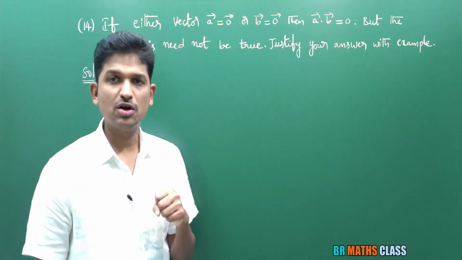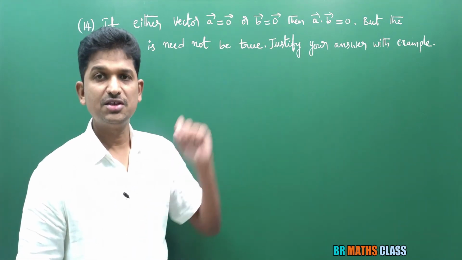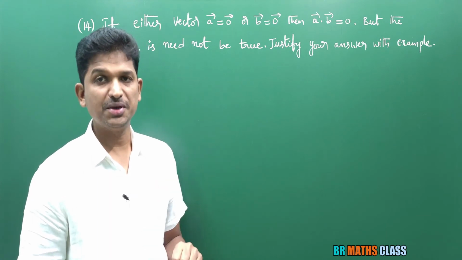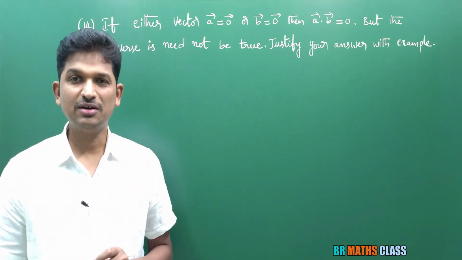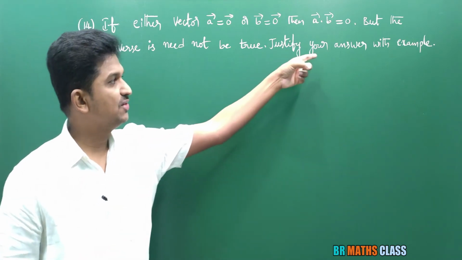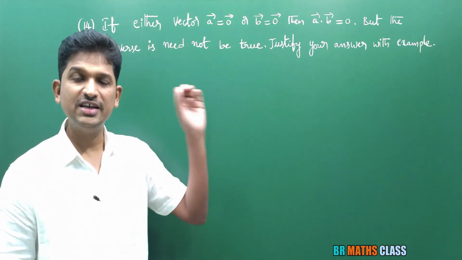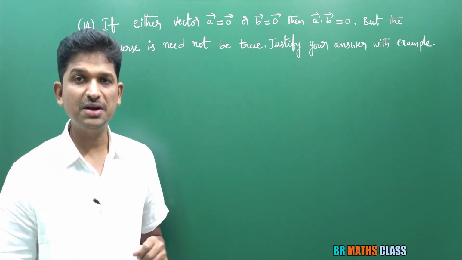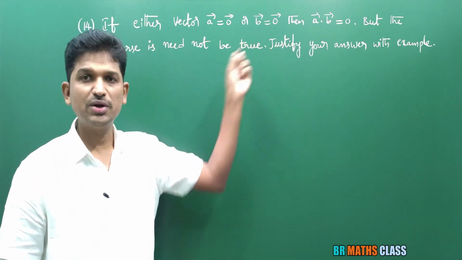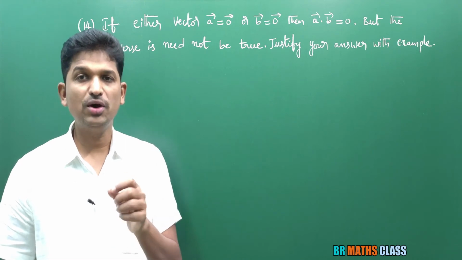You learn about converse in class 11. P implies Q is the statement, then its converse is Q implies P. This is a little tricky one, but actually it is very easy. They are asking to justify my answer with an example. First point, converse need not be true. It is not compulsory that whenever A bar dot B bar is 0, any one of these two vectors is 0 bar. To explain this, I'll give an example.